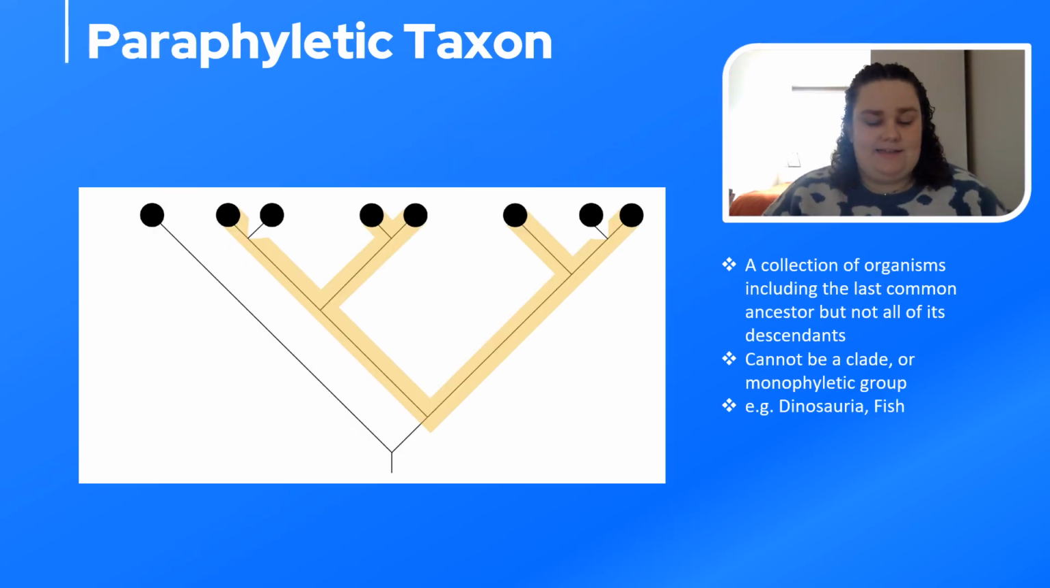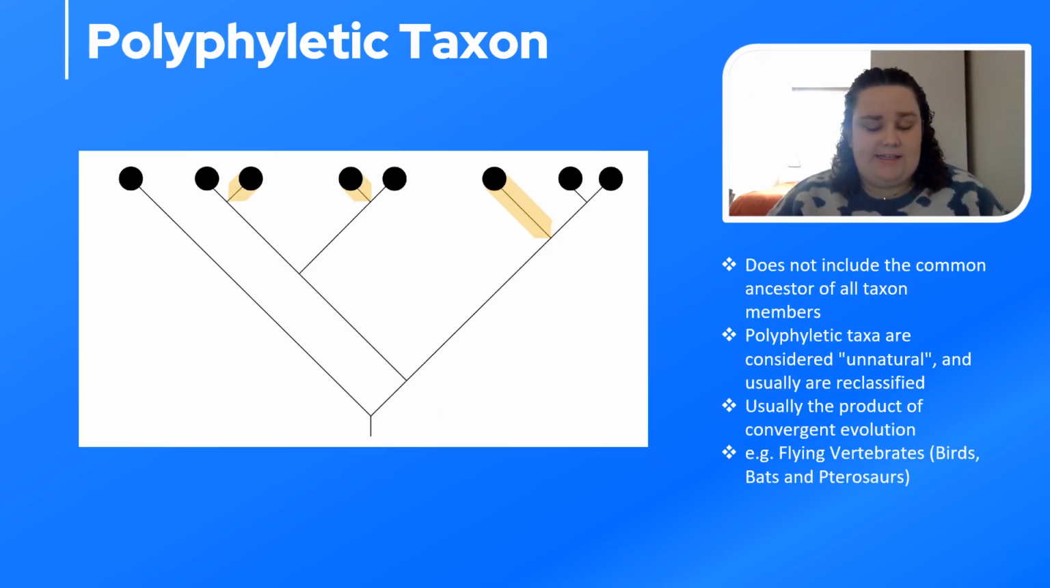A paraphyletic taxon is a collection of organisms including the last common ancestor but not all of its descendants, and this can't be a clade or a monophyletic group. This includes Dinosauria, and fish, for example. Then there is the polyphyletic taxon, and this does not include the common ancestor of all taxon members. Polyphyletic taxa are considered unnatural and are usually reclassified so that they fit within a monophyletic or a paraphyletic taxon tree. These are usually the result of convergent evolution.